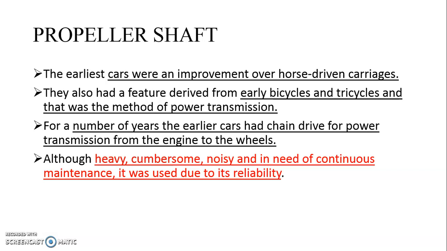Before this, in the propeller shaft we saw how it has evolved. Over the years, as the automobile developed, there was a need for a transmission system which is not noisy, which is reliable, and which is not cumbersome and heavy. There are some disadvantages of previous drives, such as the chain drive used in automobiles.